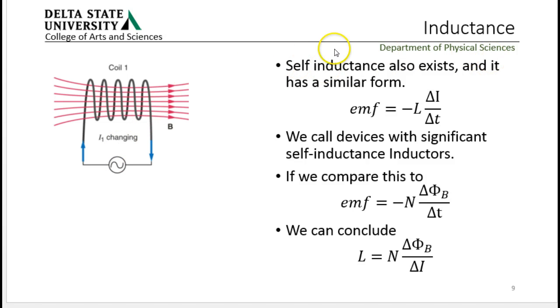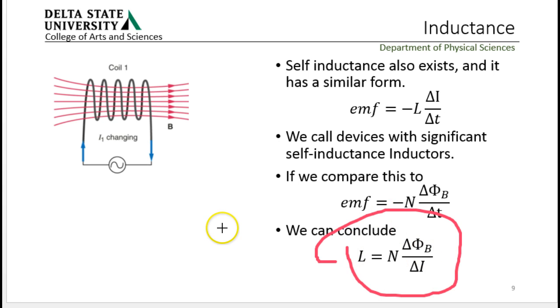There's another issue around inductance, and we sort of spoke to it with the back EMF from a motor. There's something called self-inductance, and it has a similar form: the EMF across a coil is minus the inductance times delta I over delta T. We call devices that have significant self-inductance inductors. If we compare this to the EMF is minus N delta phi B over delta T, we conclude that the inductance L equals N delta phi B over delta I.